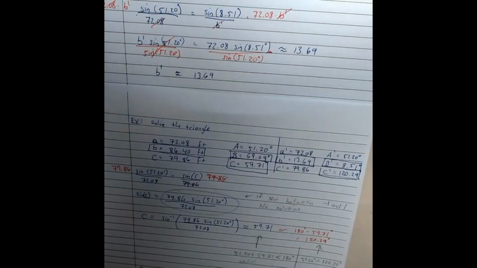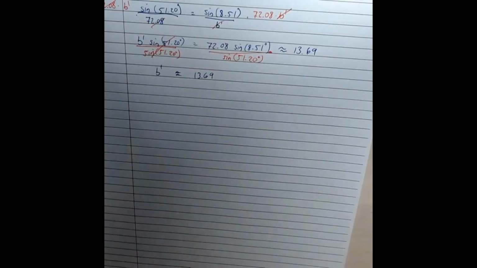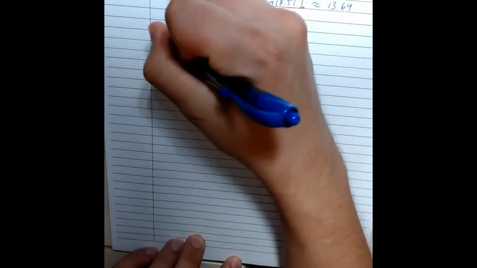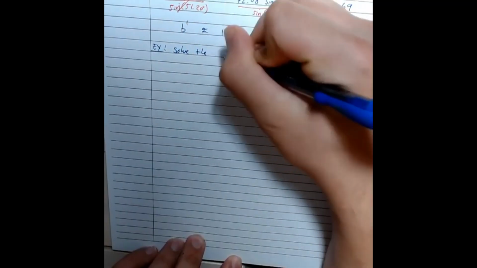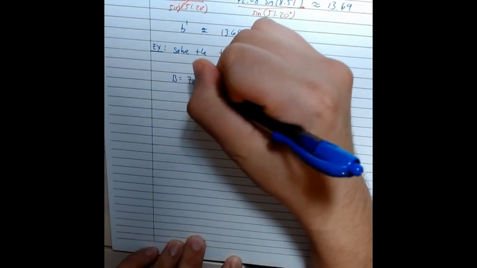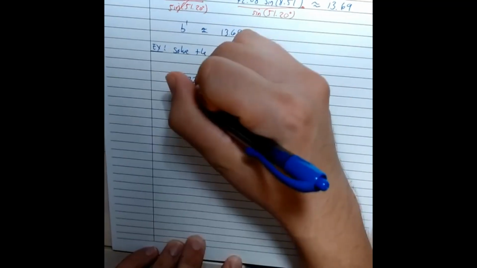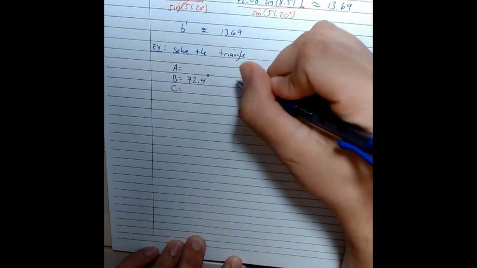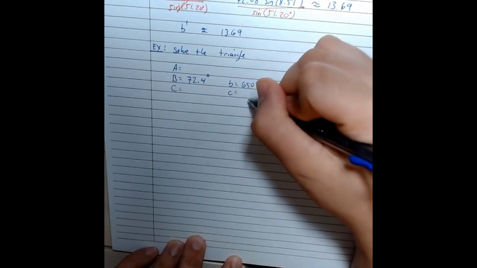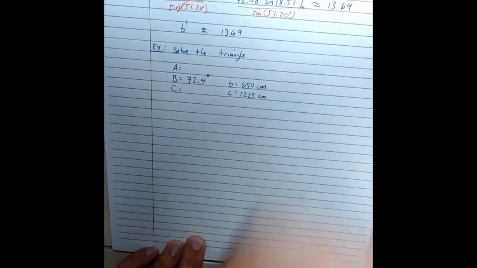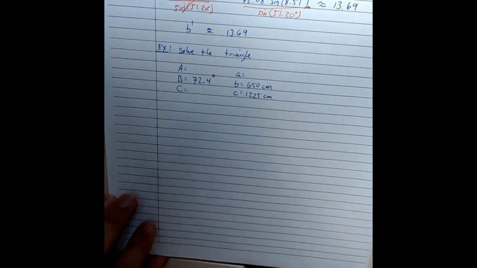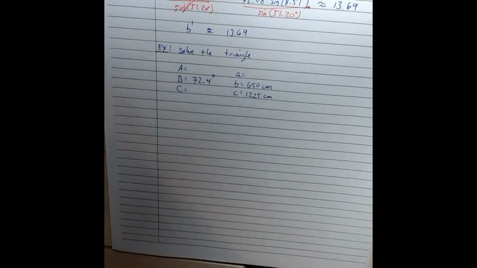All right, so now let's take a look at one more example. Let's see here. So let's go ahead and solve the triangle, which is given by the angle B is equal to 72.4 degrees. The angles A and C are unknown, so we don't know what those are. We know the side length B is going to be 650 centimeters. And we know the side length C is going to be 1,225 centimeters. So here we can solve for little a, capital A, and capital C. So go ahead and give this a try. Pause the video and see what you get.